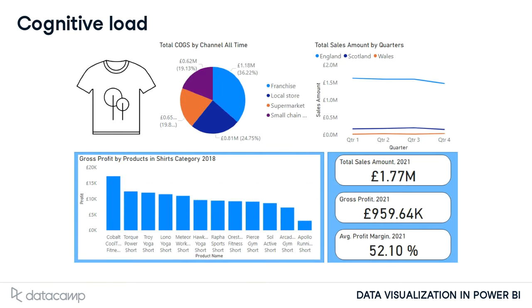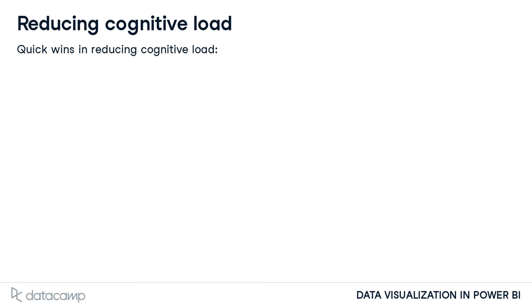One way to think of cognitive load is how many things on the page can distract me from my task at hand. In this example, we see a somewhat information-dense dashboard with a lot of extra visual noise, things that do not provide timely, relevant information. We also have at least 3 different stories being shown on this dashboard, including total sales amount grouped by quarter, the total cost of goods sold by channel at all times, and gross profit for products in a specific category for a specific year.